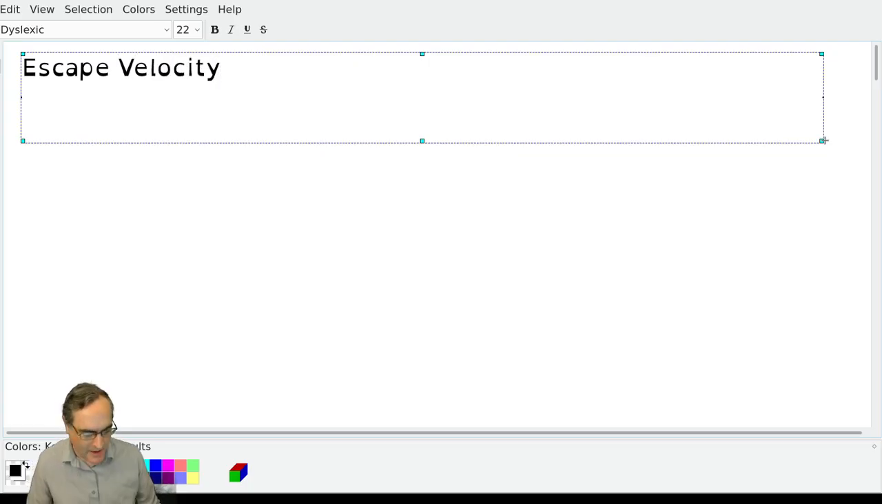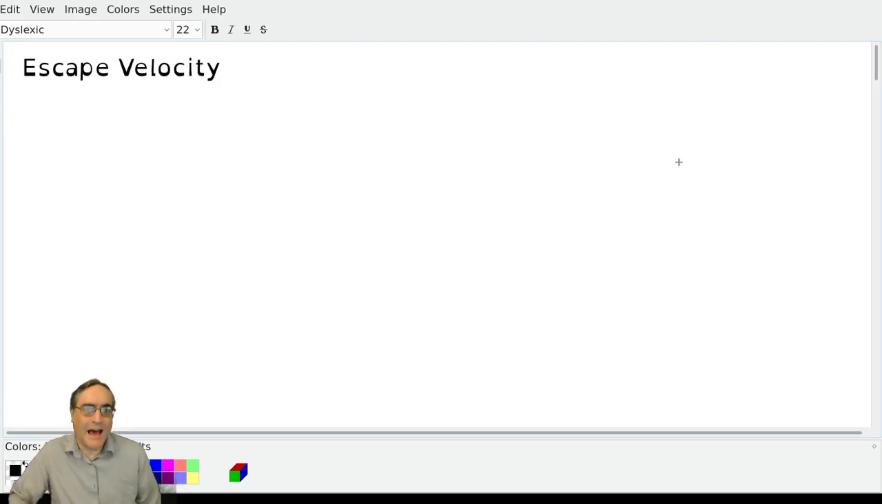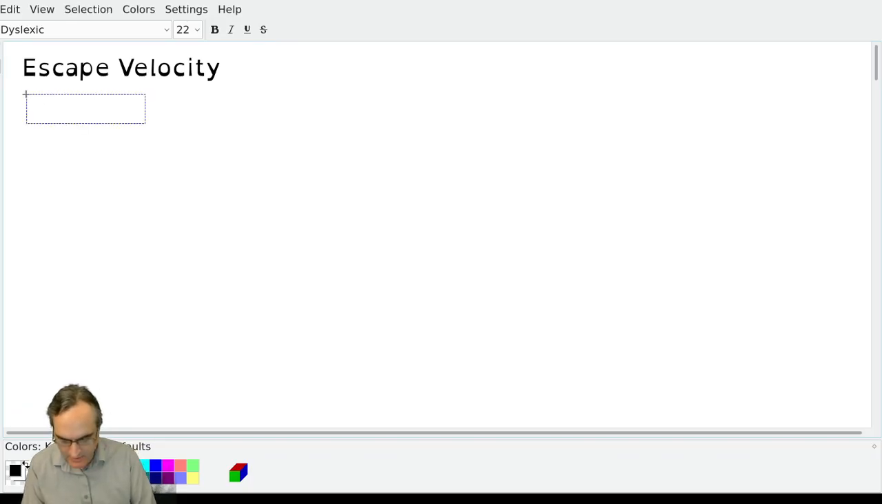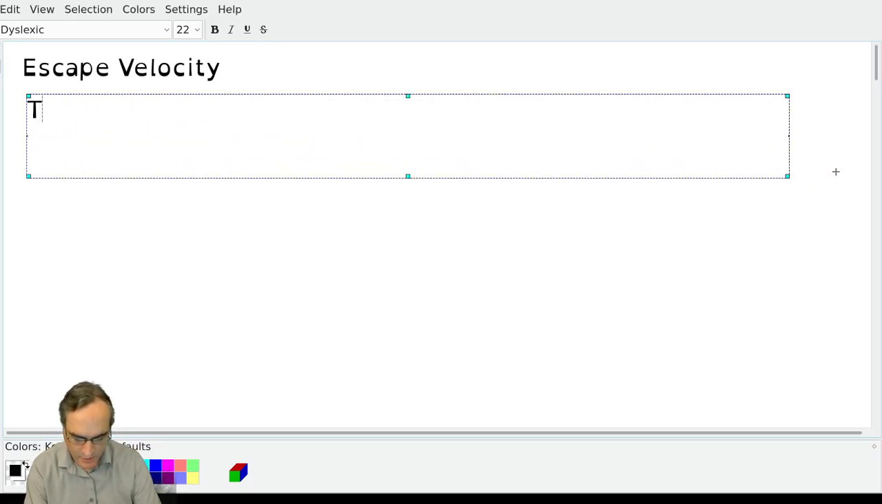So we're going to talk about how do you figure out how fast you'd need to travel in order to escape from some particular astronomical body. And it turns out the way we need to think about this is through energy conservation.